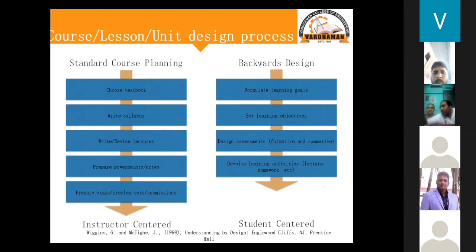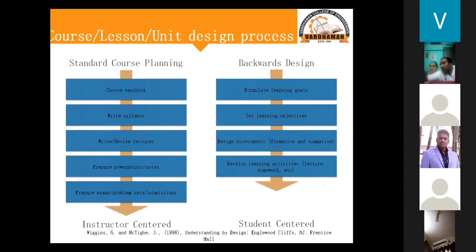And when you look at the standard course planning, we actually deliver lectures, we prepare lecture plans, finally we prepare examinations. But here, the examinations model is designed before actually we develop activities. Because the examinations and the learning activities should be synchronized. That is what exactly the failure we see in our traditional approach.